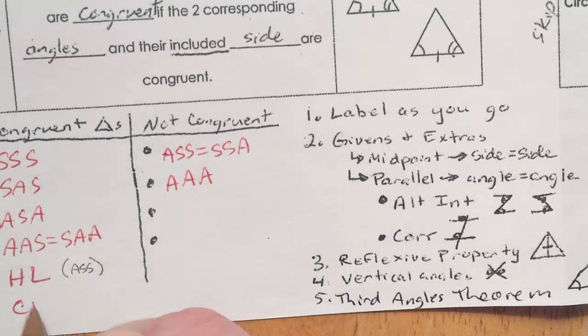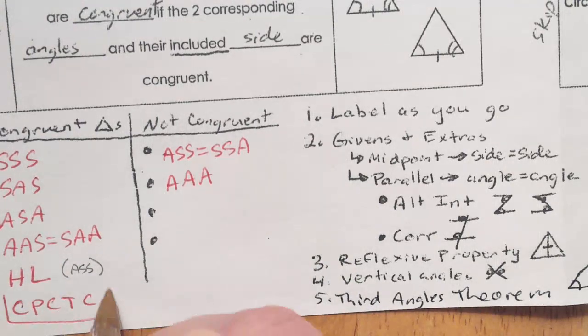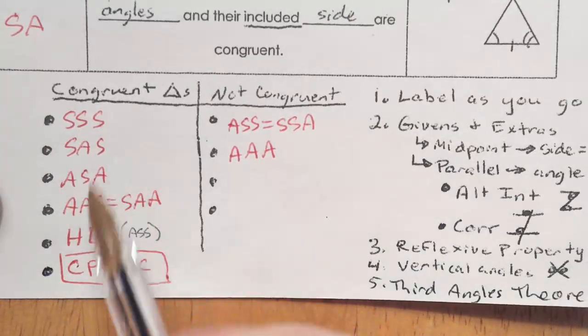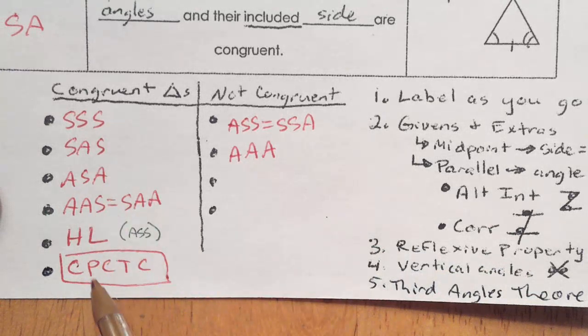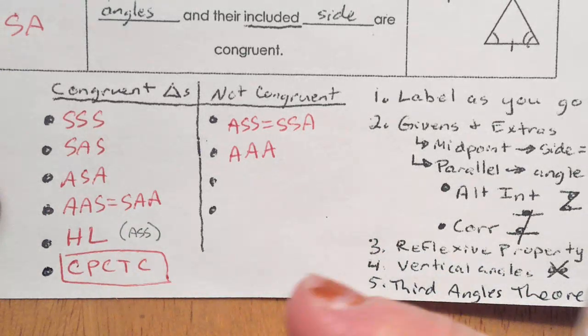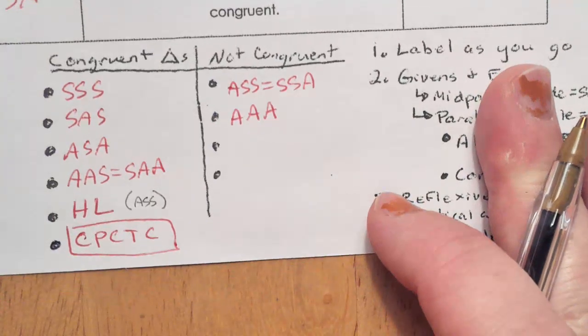Okay, and then finally, CPCTC. CPCTC, we're going to put that in a box. So once you prove that the triangles are congruent, you might have to go an extra step and say this little part is equal to this little part. Okay, so once again, you have no idea what this means.